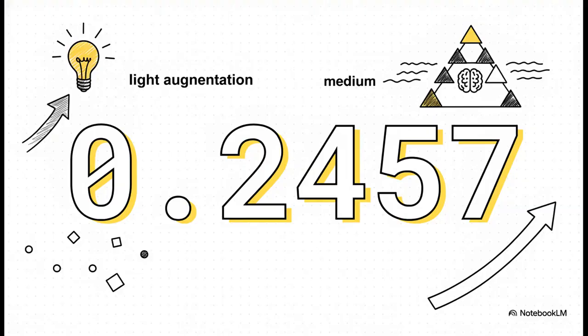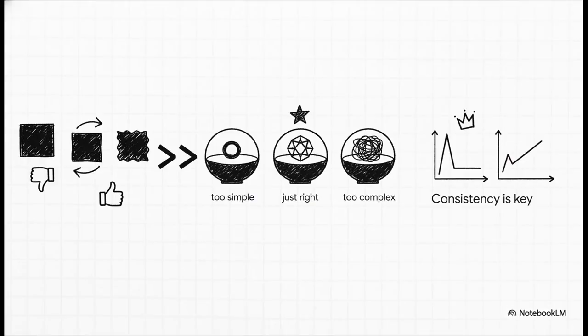But hang on, there's a really interesting twist in the data. While medium was the best on average, the light augmentation strategy, it actually hit the single highest score of any model in one specific round. And that tells us something important. Sometimes, a simpler approach can have these incredible moments of brilliance, even if a more complex one is more reliable in the long run.